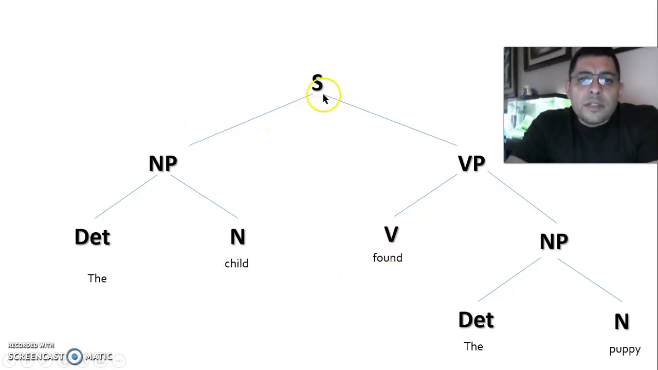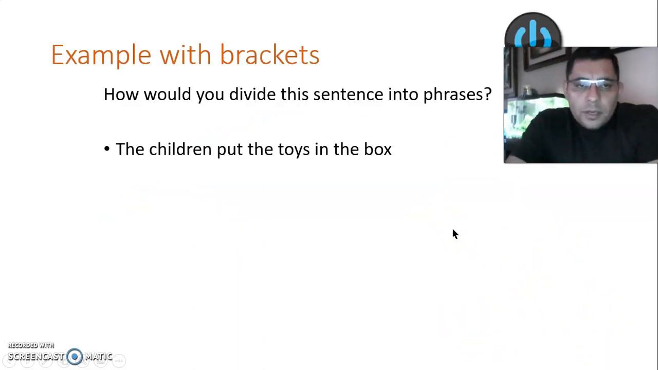So the analysis of this sentence is sentence divided into two parts, the subject and the predicate. In this subject, I have the noun phrase and the verb phrase in the predicate. In the subject, this noun phrase is divided into determiner and noun, and in the predicate, this verb phrase is divided into verb and noun phrase. The determiner is the, the noun is child, the verb is found, the noun phrase is divided into two, which is the puppy. Okay, so let's see this.